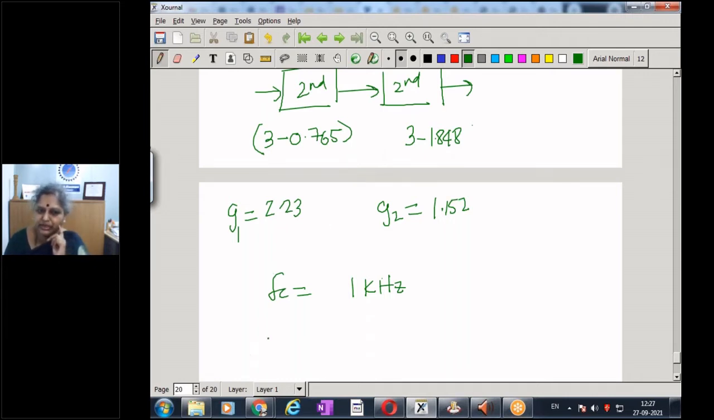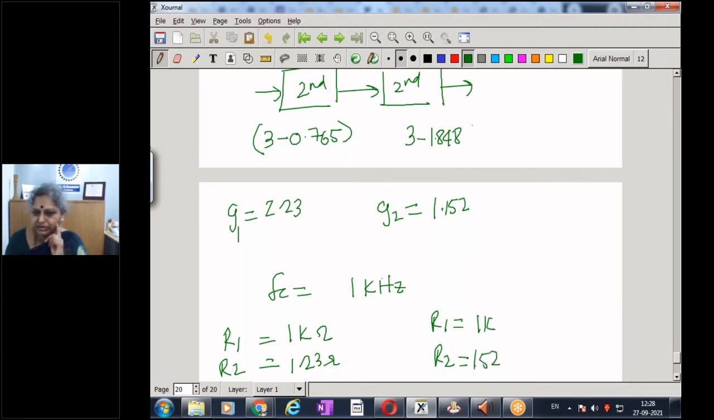So now if I look at my resistors R1 and R2, for a gain of 2.23, if I keep my R1 as 1 kilo ohm, what is my R2 going to be? 1.23. And for the second stage, if I set my R1 as 1K, what is my R2 going to be? 0.152. So this is what I will have.